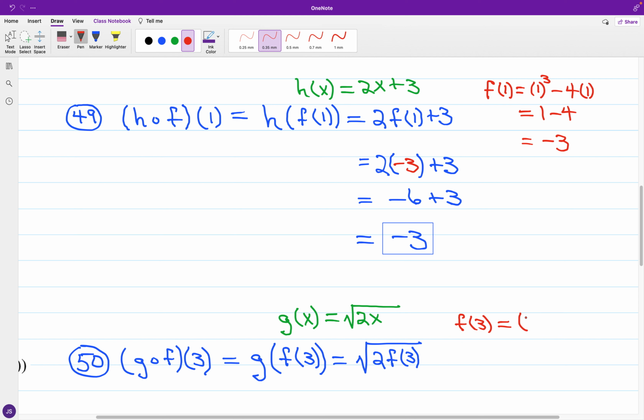So for f of the input, we've got the cube of the input minus 4 times the input, with the input at 3. So we have 3 cubed, that is going to be 27. Negative 4 times 3, so we have minus 12. And 27 minus 12 comes out to 15.